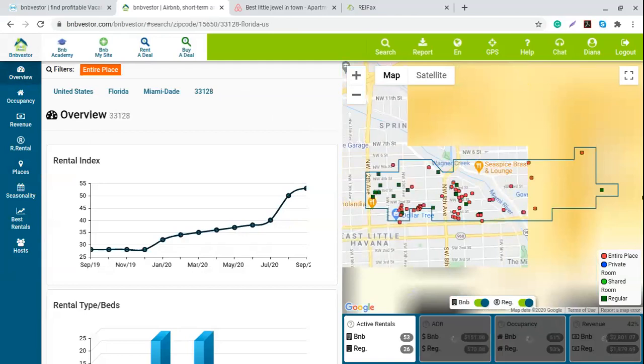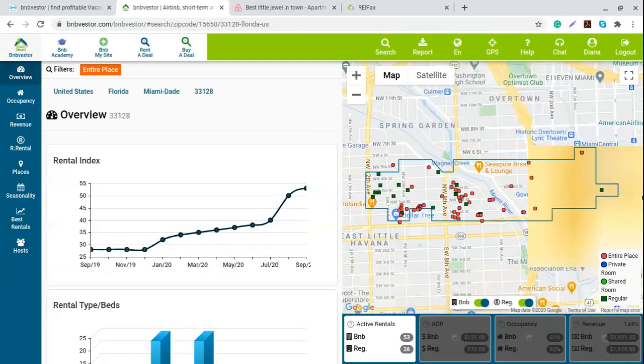Let's wait for this to load. Come on, Wi-Fi. I know that it's Friday, but man, we need to work.